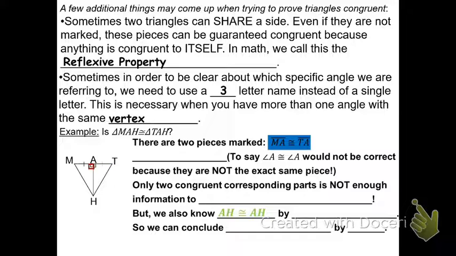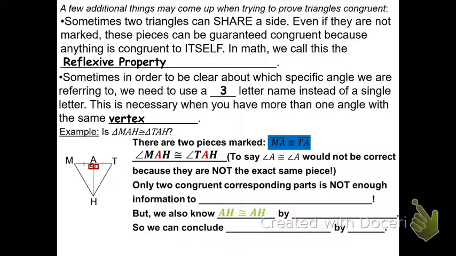Now, to name these angles, I can't use a single letter name. It's not fair to say angle A is congruent to angle A because I don't know if angle A is the angle on the left, the angle on the right, or the whole 180-degree angle between them. So instead, I need to use a three-letter name. On the left-hand side, a better name would be angle MAH. The vertex is at A, and the angle goes from M to A to H. And it's going to be congruent on the right-hand side to angle TAH. The three-letter name uses the vertex as the center letter. That's a better way because it's more specific.